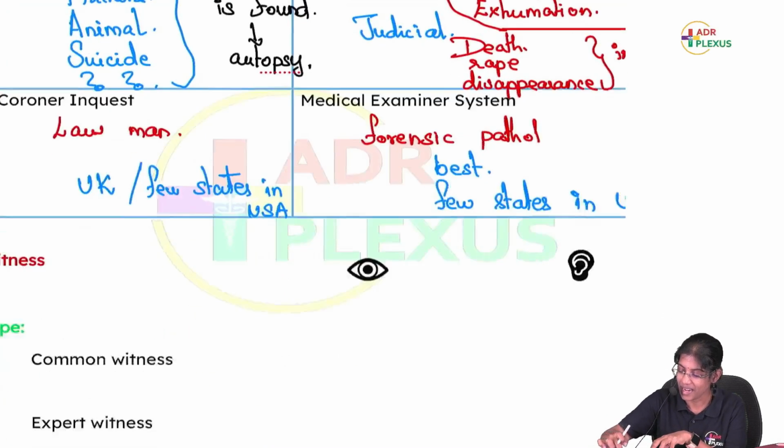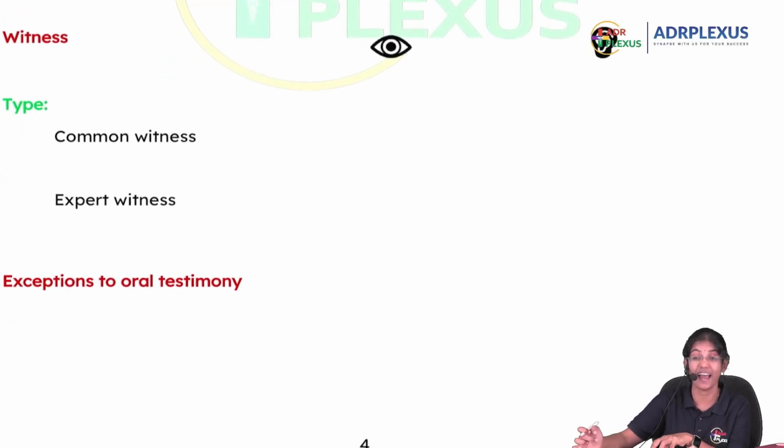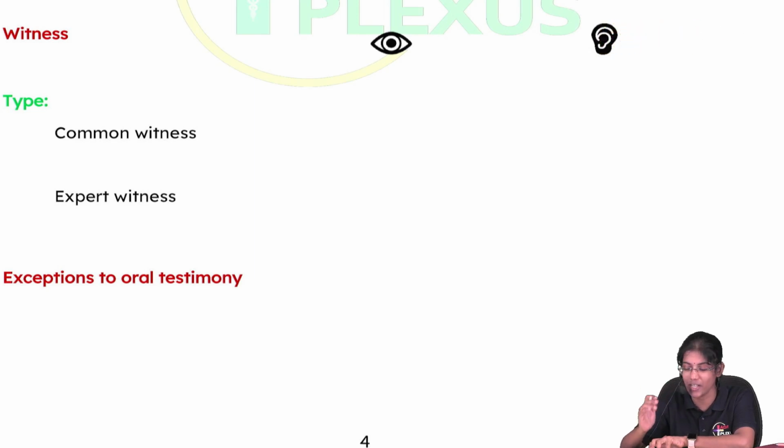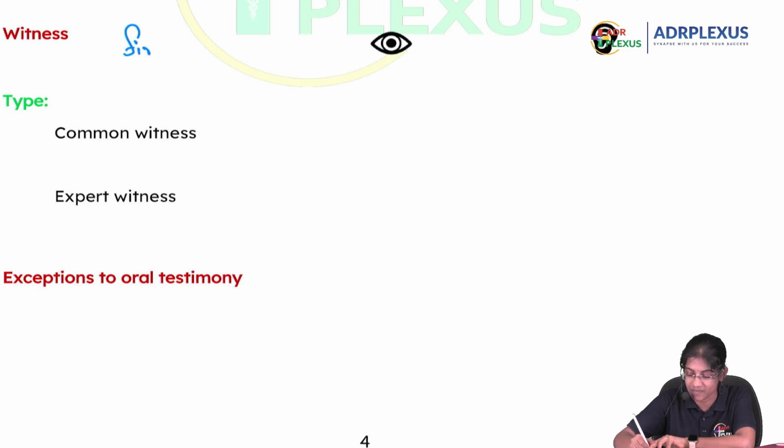Okay, let's go ahead. Let's see the witness and evidences. Who is a witness? A witness is a person who has first hand knowledge about the case. So he has first hand knowledge.